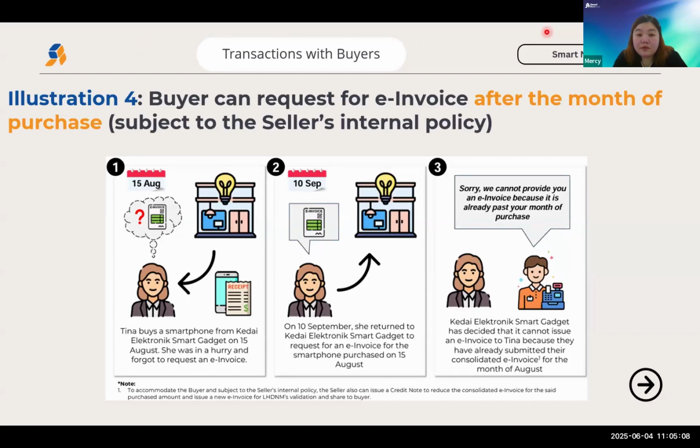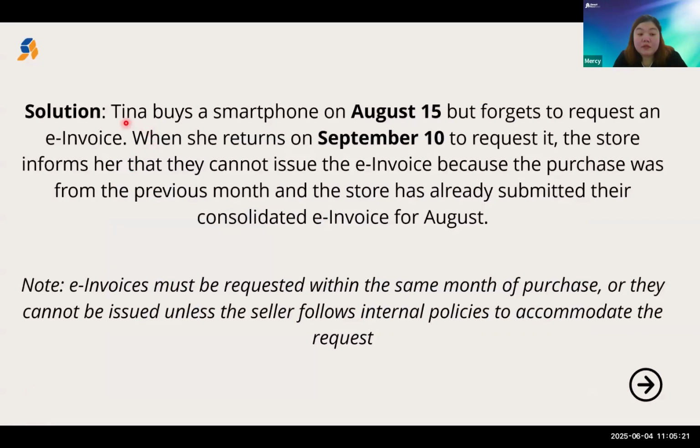So far okay? So I continue. After that, the solution is like I mentioned. Tina bought a smartphone on 15 August but forgot to request an e-invoice. When she returned on 10th of September to request it, the store informed her that they cannot issue the e-invoice because the purchase was from the previous month and the store already submitted their consolidated e-invoice for August.